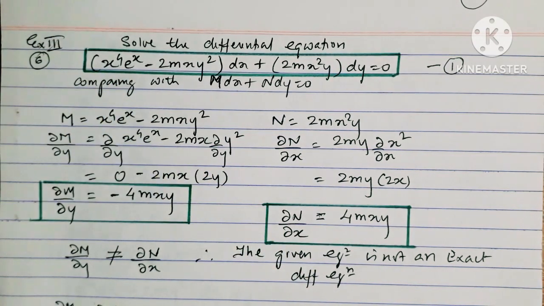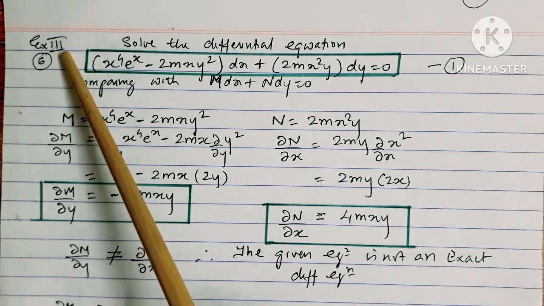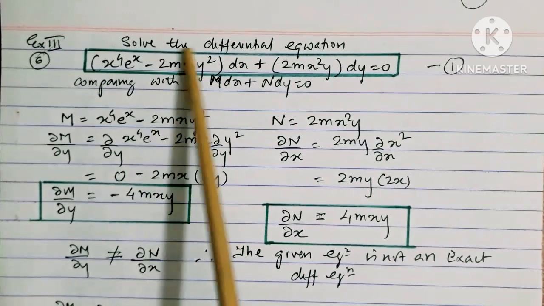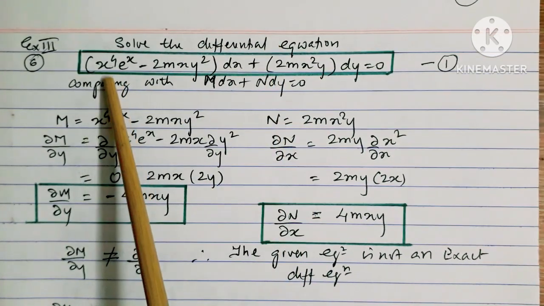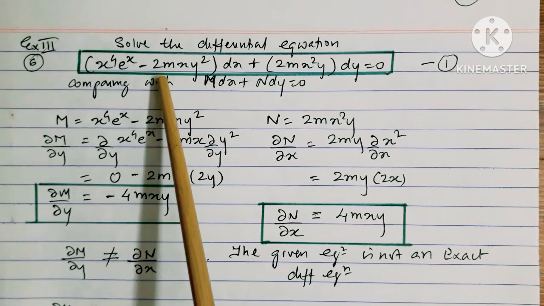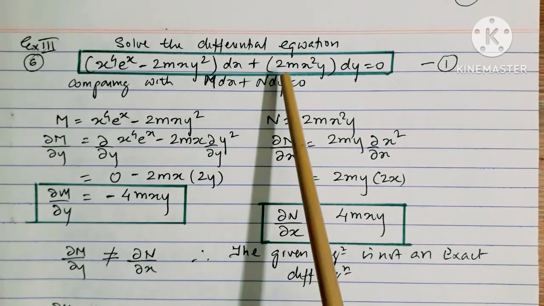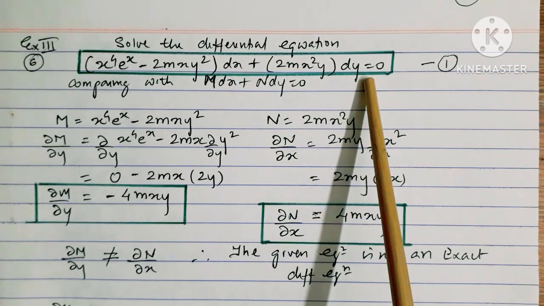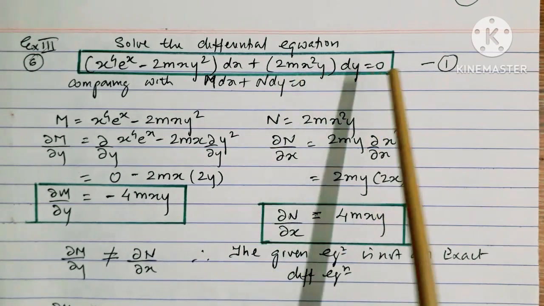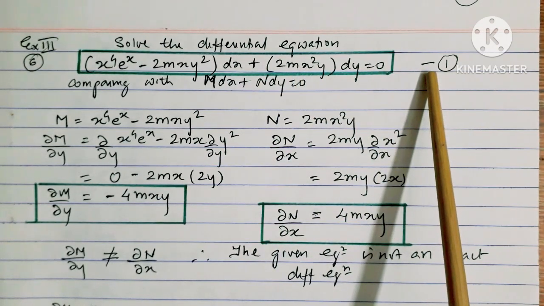In this video, we shall be solving sum number 6 from exercise 3. We will be solving the given differential equation x raised to 4 into e raised to x minus 2mxy square dx plus 2mx square y dy equals to 0, where m is some constant. And let us call this equation number 1.